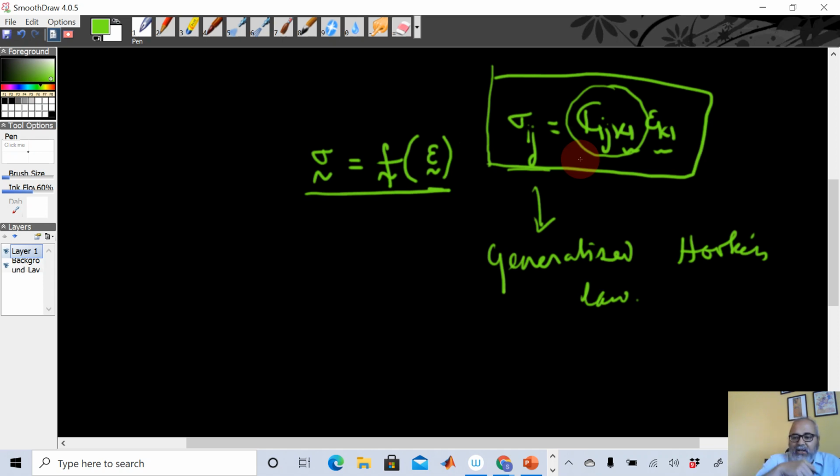This is the simplest kind of constitutive equation that you have, but it turns out that it's quite useful. This kind of a constitutive equation is quite useful for a large range of materials which are in the small strain regime. When you deform materials by small strains, many materials actually obey this kind of a linear generalized Hooke's law. So this is where we will start from.